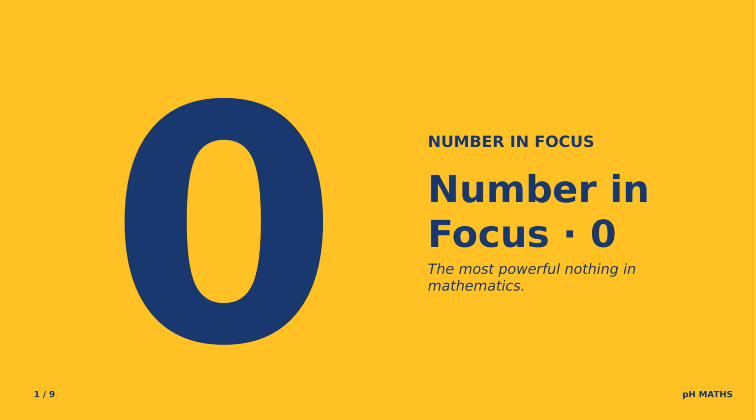Number in focus: 0. 0 is the most powerful nothing in mathematics. It's the answer that makes a quadratic solvable, the y you set things equal to find roots, the place every coordinate grid starts. By the end of this video, you'll know why 0 behaves the way it does, where it shows up in your exam paper, and the one thing you must never ever do with it.